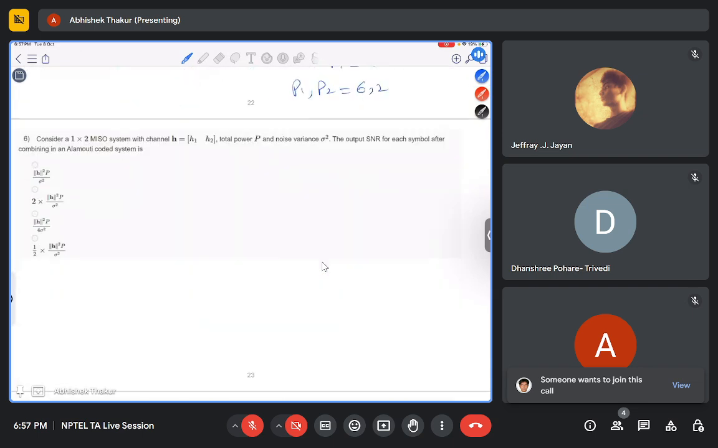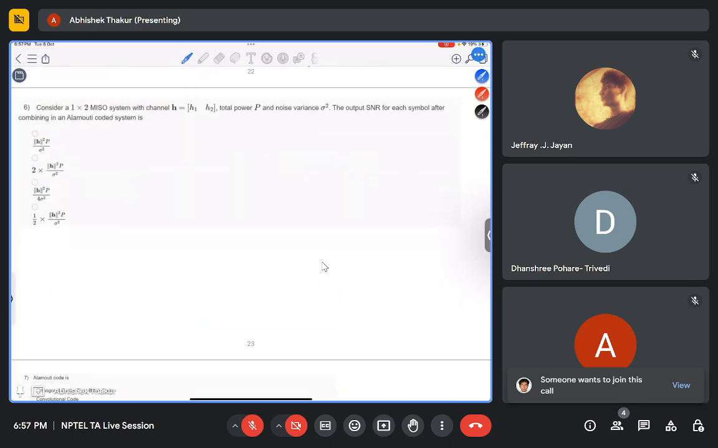So now we'll move on to the sixth question. Consider a 1 cross 2 multiple input single output system. So here it will be multiple transmit antennas but a single receive antenna, with the channel vector H given as H1, H2, total power P and noise variance sigma square. The output SNR for each symbol after combining in an Alamouti coded system is.